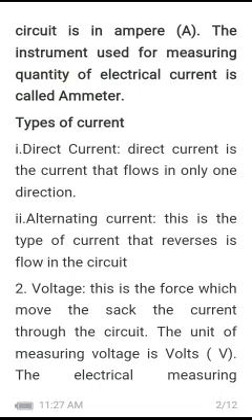We have types of current. We have direct current. Direct current is the current that flows in only one direction. Then we have alternating current. Alternating current is the type of current that reverses its flow in the circuit.